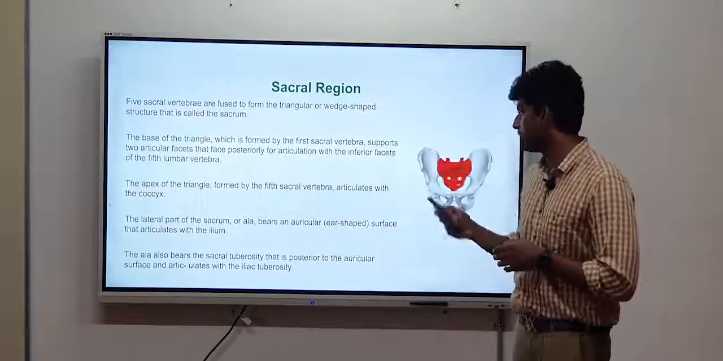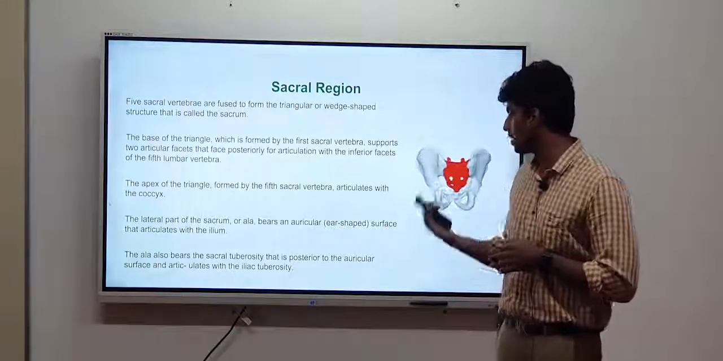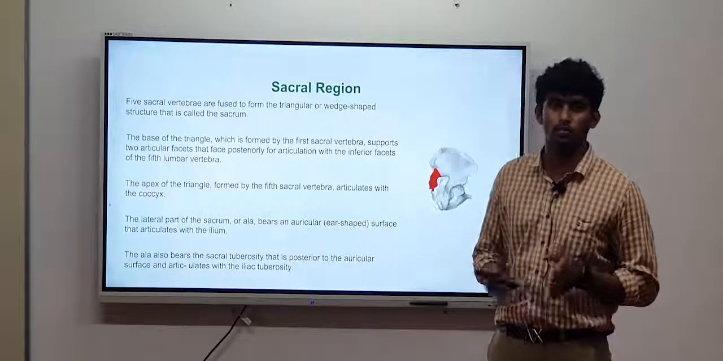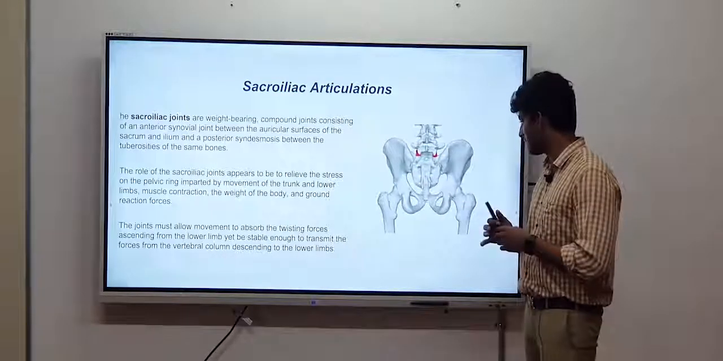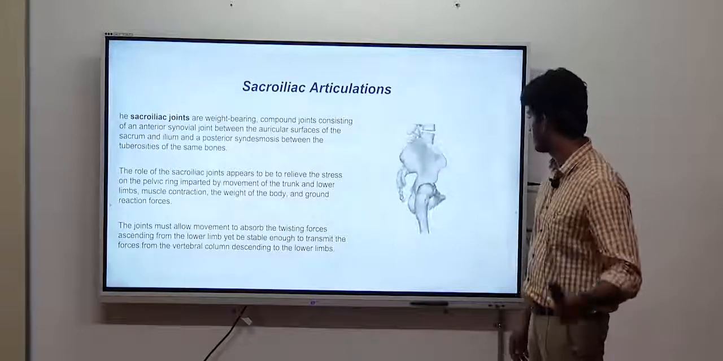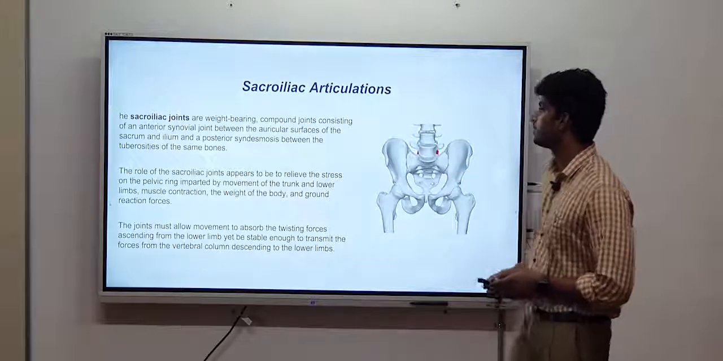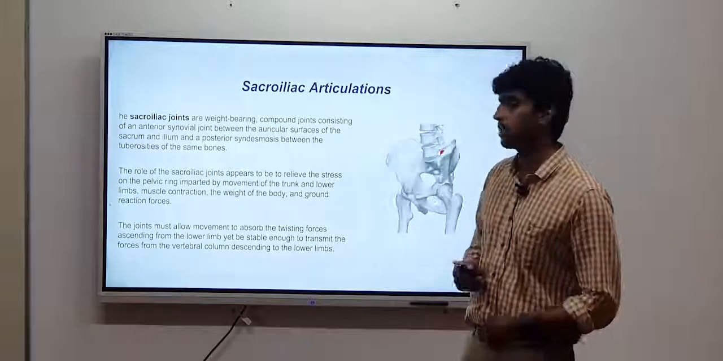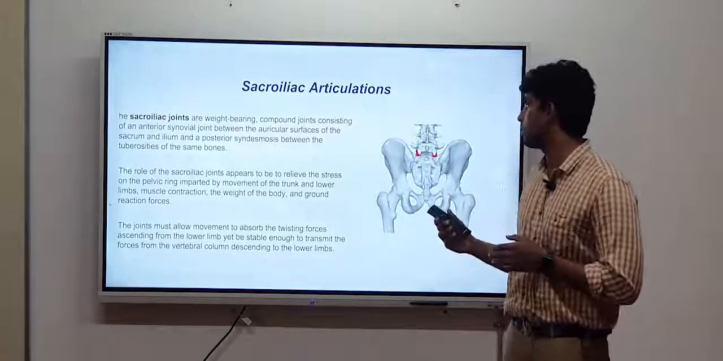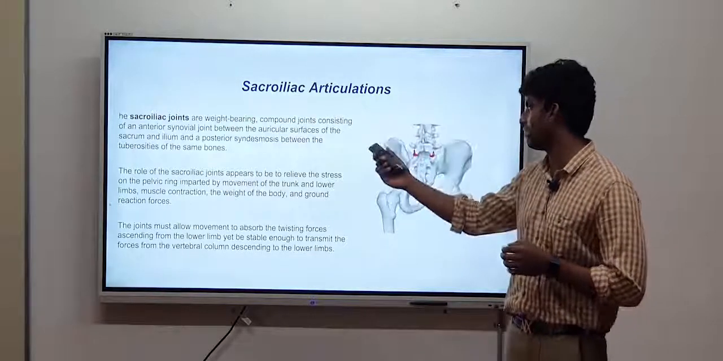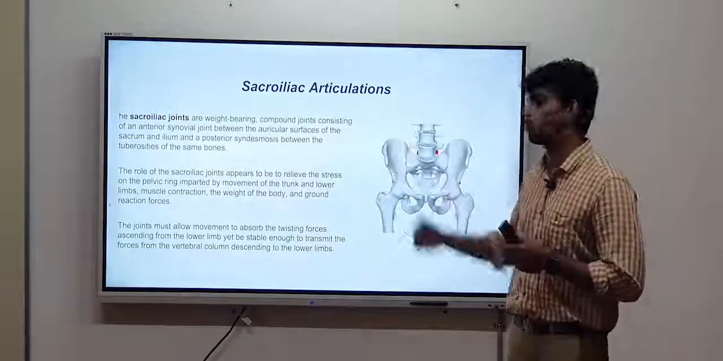The ala also bears a sacral tuberosity that is posterior to the auricular surface and articulates with the iliac tuberosity, that is also with the hip. Now you will be able to see the orientation with the hip. See, on both sides the hip is getting attached. So the sacroiliac joint is weight bearing, a compound joint consisting of an anterior synovial joint between the auricular surfaces of the sacrum and ilium and a posterior syndesmosis between the tuberosities of the same bones.